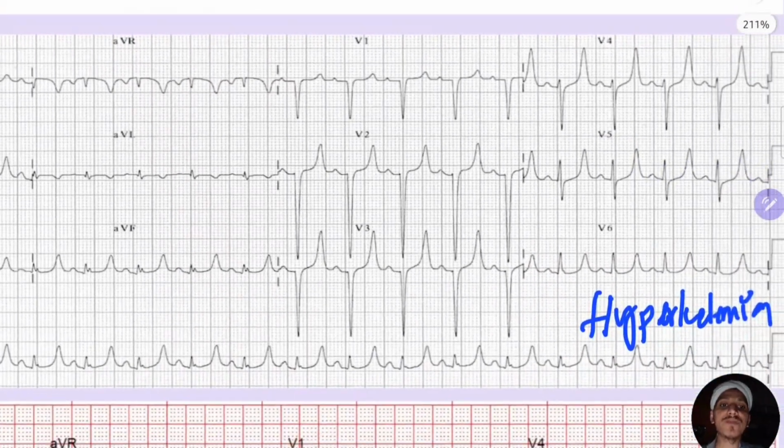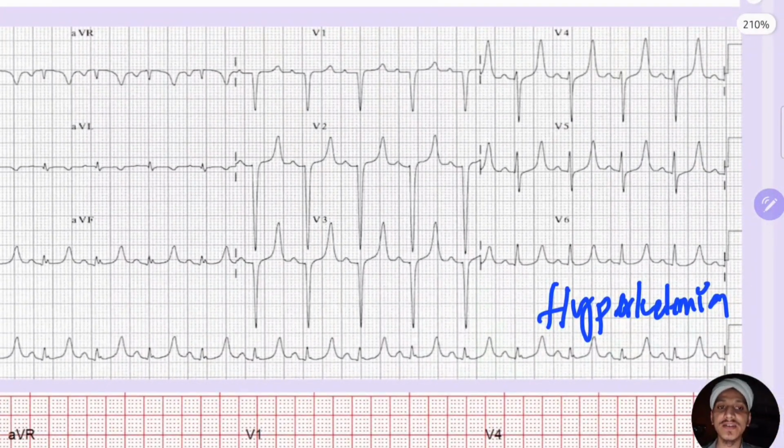But see the R wave progression we have learned yesterday. The R wave progression is poor. In V3, if the R wave amplitude is less than or equal to 3 mm, then it is called poor R wave progression. There is no R wave here. That means there is poor R wave progression.